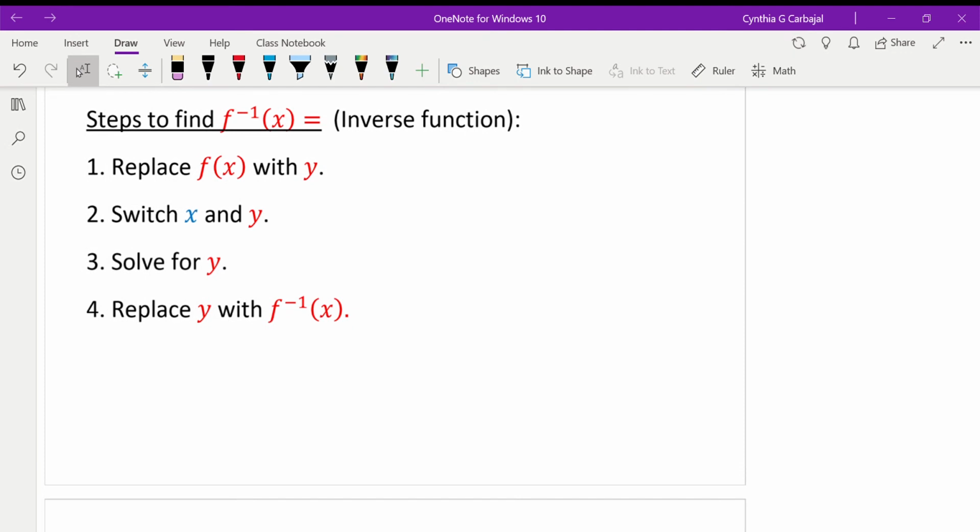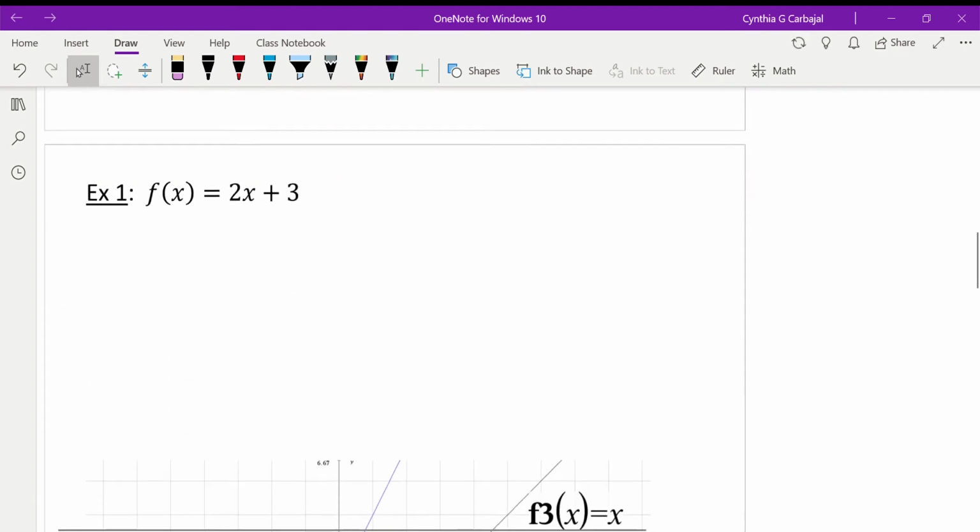All right, so these are the steps we have to follow. Step 1 is to find f of x raised to the -1. That is the notation for the inverse function. So, steps to find the inverse function. Step 1, replace f of x with y. Remember, they mean the same thing. Step 2, switch x and y. Step 3, solve for y. Step 4, replace y with f raised to the -1.